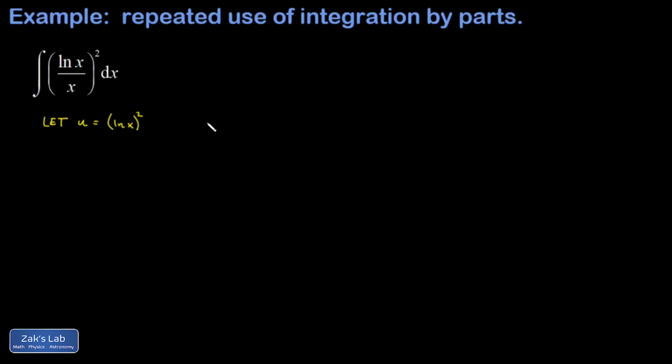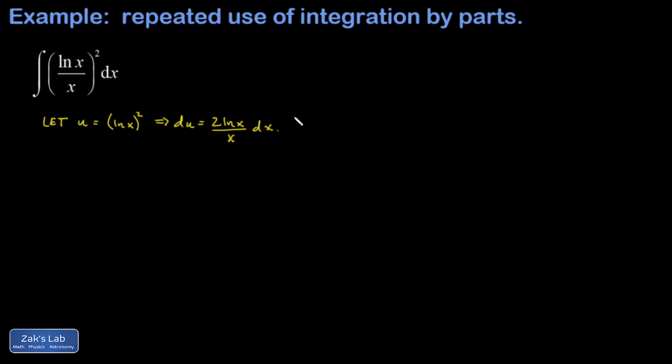And the reason we do this is because when we differentiate u, we get something that's in a sense simpler. So I get du equals 2 natural log x, that's differentiating with respect to the natural log x function, multiplied by the derivative of natural log x, which is 1 over x. So that's just the chain rule. And then my differential dx.